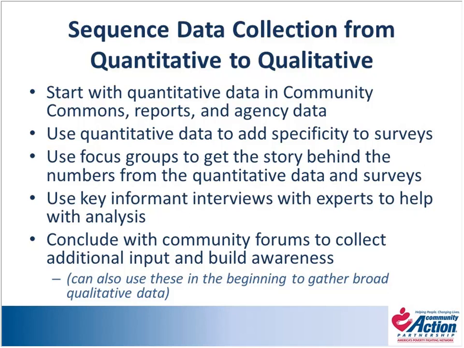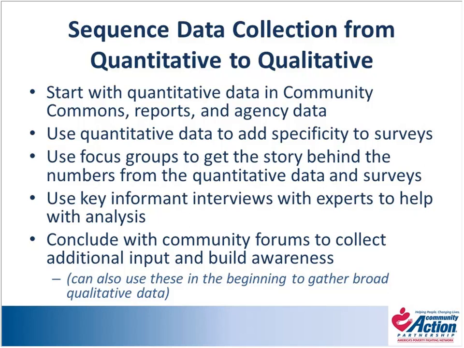Then next, you want to use your quantitative data to add your specifics to your survey. An example of this would be to provide a little bit of context for your survey takers. You might say that 500 children are living in poverty in some county in your service area, and then ask a question related to that. So you can provide context by providing some numbers or some percentages to give people an idea of what you're talking about, or how things might rank for the community.